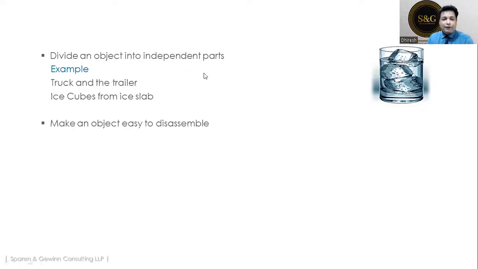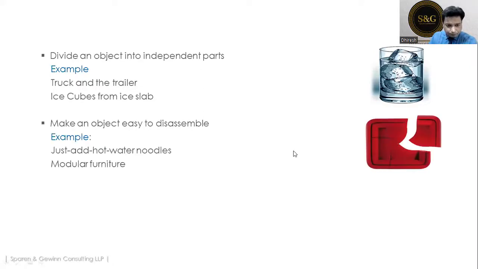I've given a fantastic example here. Make an object easy to disassemble, for example, just-add-hot-water noodles or modular furniture. Modular furniture, we know, is very easy to disassemble and assemble. And the noodles, Maggi noodles, let's say, are very easy: the masala spices are separate, the noodles are separate, and you just have to add the water. So they have segmented, right?